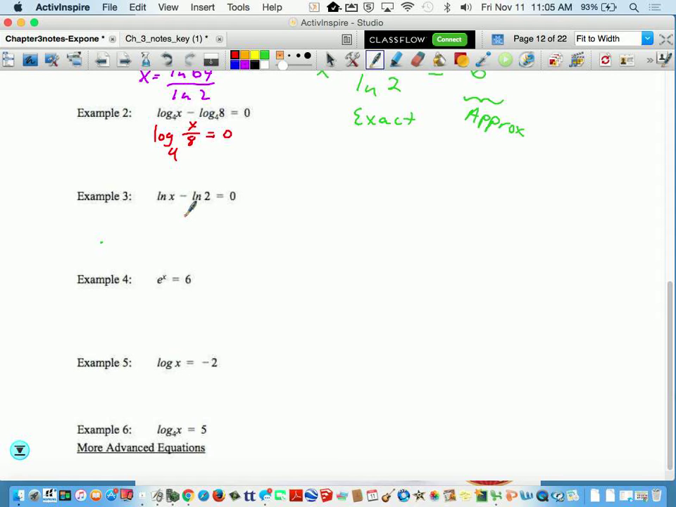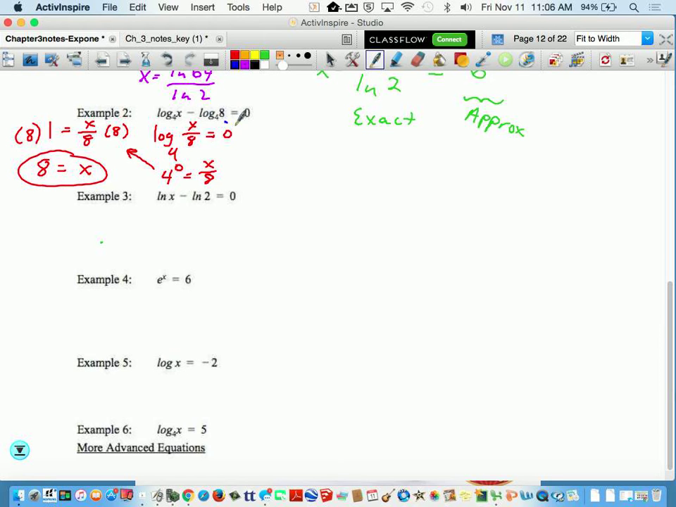Now, rewrite it as an exponential. What's my base? 4. So this is 4 to the 0 is equal to x over 8. How would you solve it? What's 4 to the 0? 4 to the 0 is 1. So now if you multiply both sides by 8, x is 8. Wow. So I use a property to squish them together, rewrote it, and now I have a good answer.